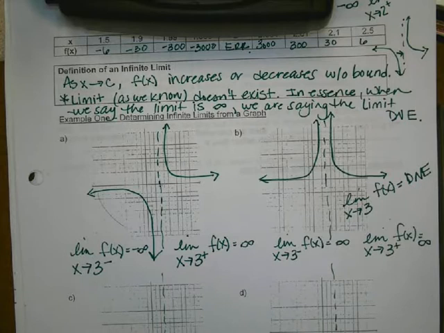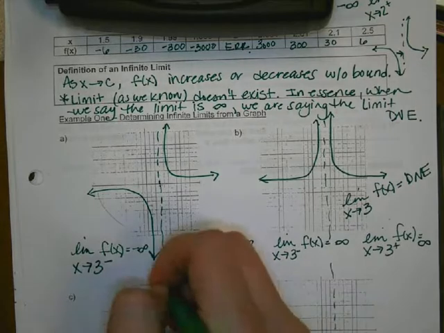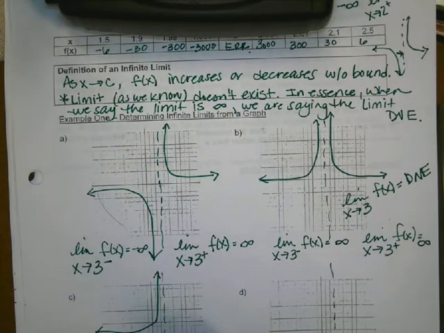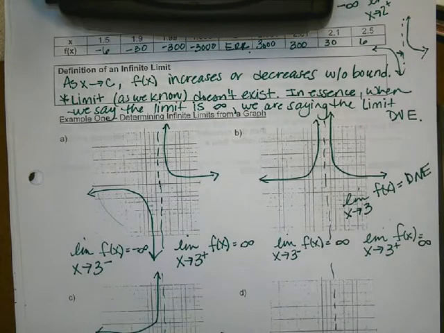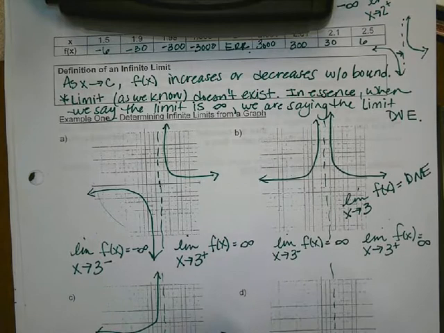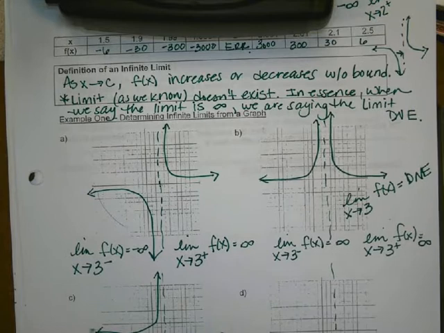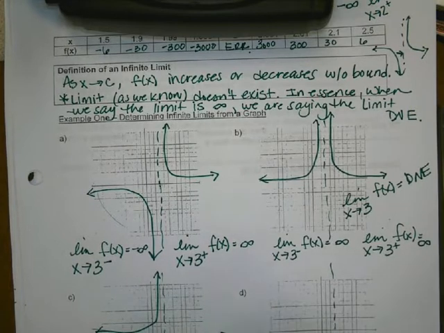All right, the third graph we're going to look at here is going to look like this. Same 2 cases. Limit as x approaches 3 from the left, and then limit as x approaches 3 from the right. Okay, as x approaches 3 from the left, you're heading up towards positive infinity. As x approaches 3 from the right, you're heading down towards negative infinity.